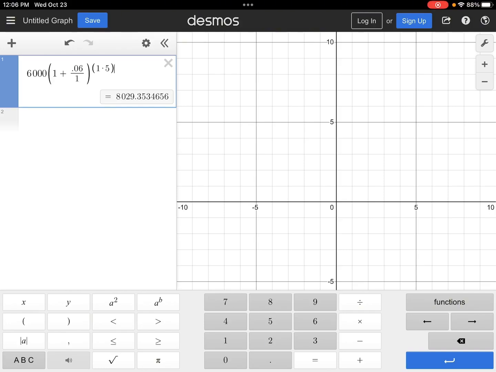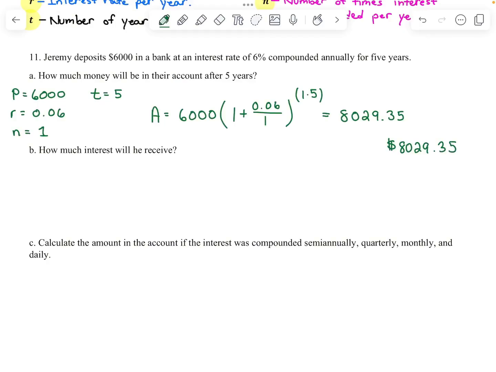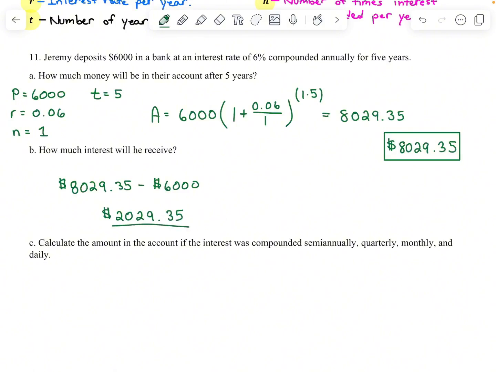So it looks like Jeremy will have $8,029.35 in the account. Part B, how much interest will he receive? We're going to take the $8,029.35 and subtract his original deposit of $6,000. So Jeremy received $2,029.35 in interest.